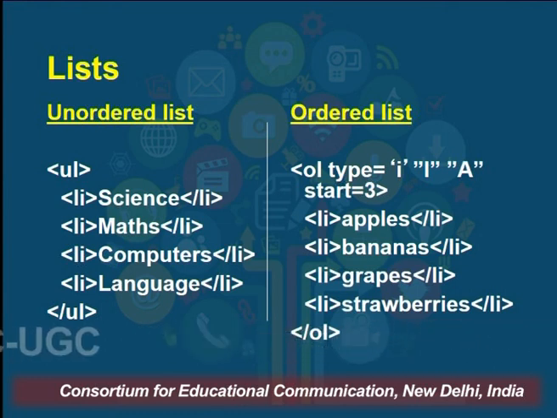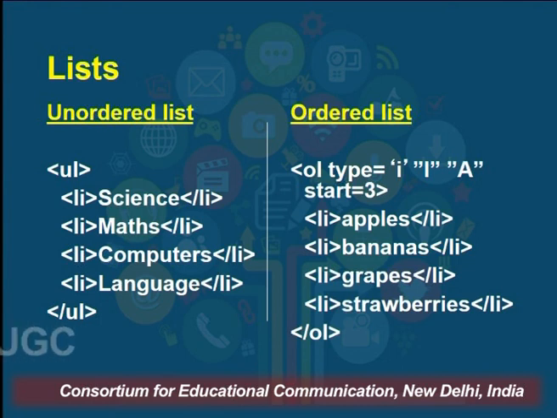Likewise, unordered lists can also have different types of bullets. So you can have UL type is equal to circle, you can have a bullet, okay, you can have a square. So you can have multiple types of bullets in the unordered lists also.